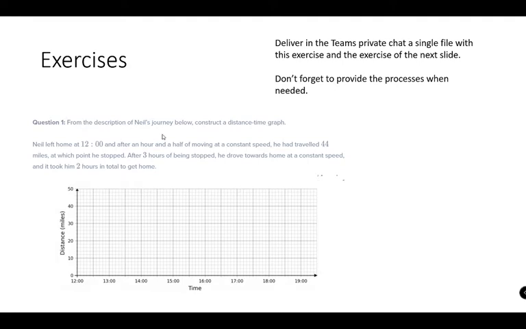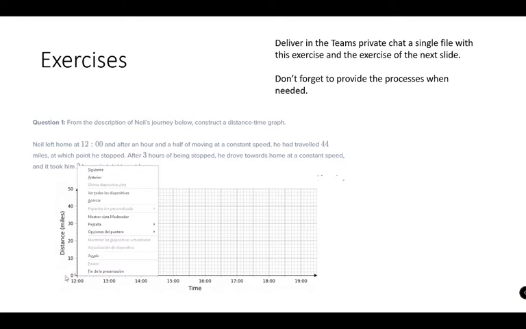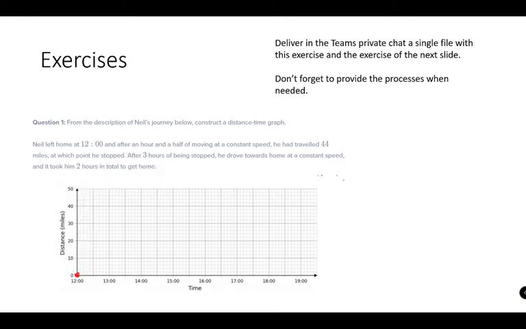From the description of Neil's journey below, construct a distance and time graph. So we have to create the graph that is described in this paragraph. Neil left home at 12 p.m. So the home is here in 0 and 12 p.m. And after an hour and a half, look, 12 and 1, 13 hours. This is the 1 p.m. And 1.5, so 1 hour and a half.